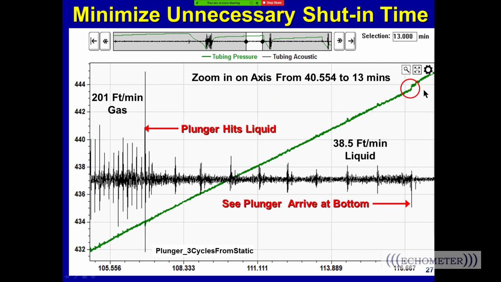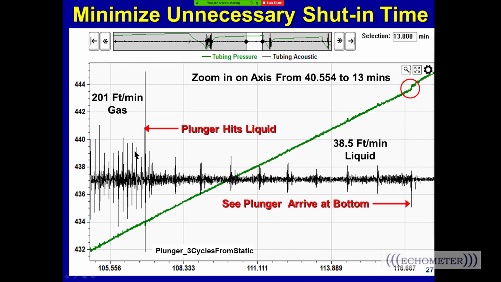This is another thing that you see here. This is the same well, plunger 3 cycles from static, that we can look at later when we start looking at the data. Often when the plunger rests on bottom, you see a little pressure hop in the tubing pressure data. That means the plunger transferred off of the gassy fluid onto the bumper spring. And that's a little hop. You see that about maybe half the time, so it depends on the well.